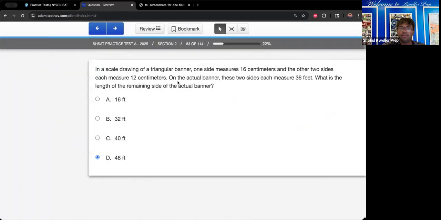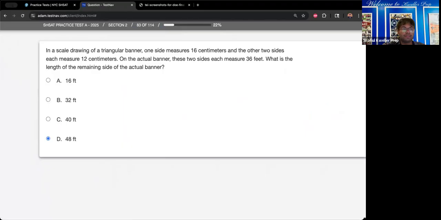So why do we multiply by 4 over 3? Wait, let me bring that back. It's because we want to scale the ratio. At 12 to 16, we want to go from 12 to 16.